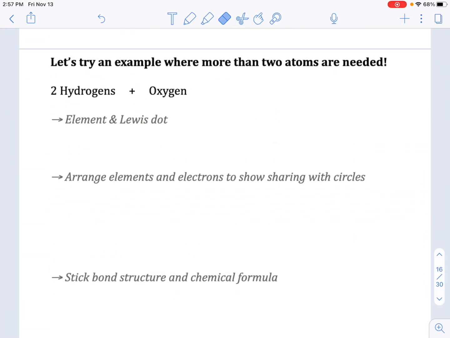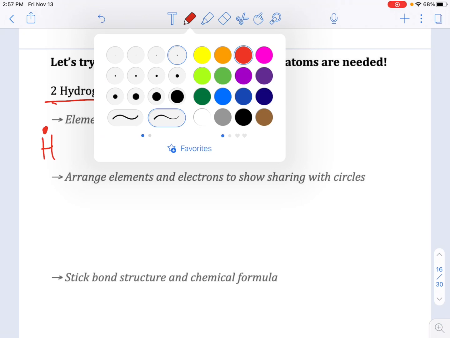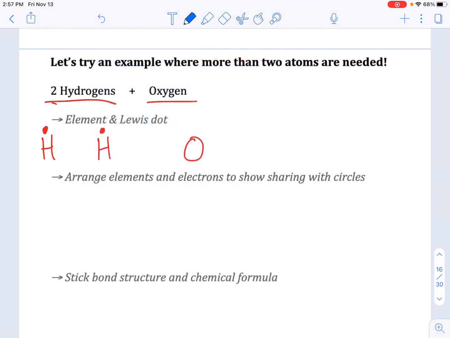Okay, let's try another example. Let's do an example with 2 hydrogens and 1 oxygen. First, we're going to put our element symbols. I'm actually going to do 2 hydrogens because the problem says we have 2 hydrogens and 1 oxygen. Okay, so we draw the Lewis dot structure. Hydrogen is in group 1. Oxygen is in group 6.